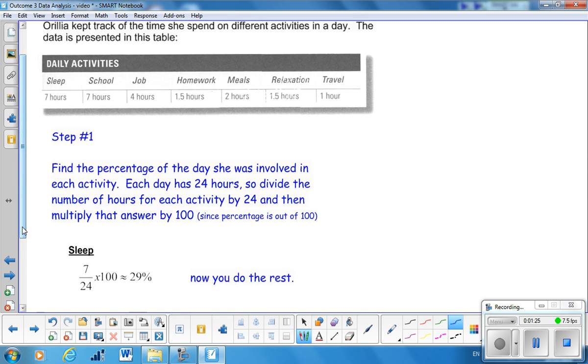So let's look at what we've got. The number of hours spent sleeping is 7. Total number of hours in a day is 24. So 7 divided by 24 times 100 will give us 29% of her day spent sleeping. Now, you take some time and do the rest.